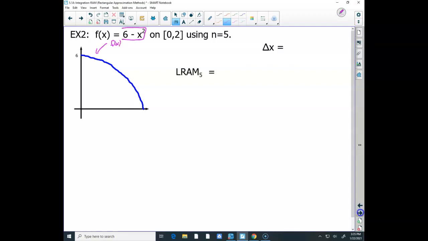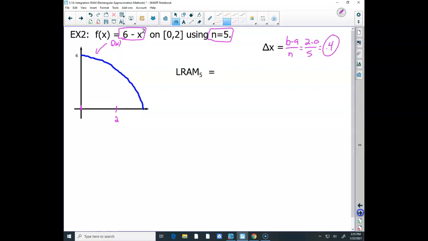Okay, f of x is 6 minus x squared. And we want to find the area underneath this interval from 0 to, let's say, here is my 2. And we want to break that into 5 rectangles. Oh boy. Well, remember, b minus a divided by n will give me the width of my rectangle. So that's like 2 minus 0 over 5. Well, that's 2/5. That means each rectangle width is 0.4, okay?